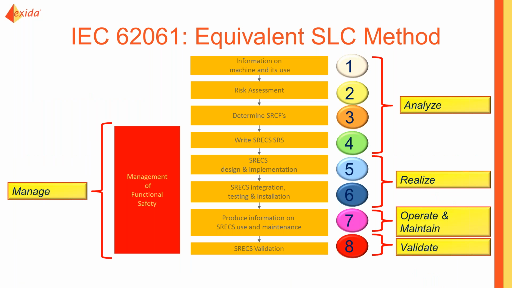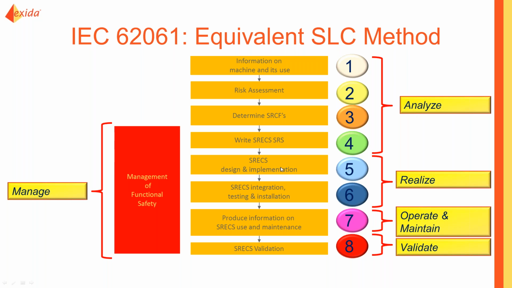IEC 62061 has similar steps that aren't necessarily structured in a life cycle, or they don't use a life cycle drawing, but we can create one. There's collect information on the machine use, do a risk assessment, determine if any safety-related control functions are needed, write the SRS for those control functions or the control systems. That's the analysis phase. That's what we'll be talking about today.